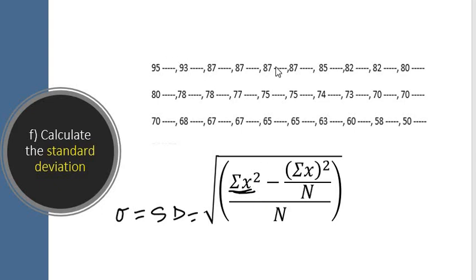So we square these, get those values, and find the sum of those new values. Or in other words, after these values are squared, we find the sum of those values. Then we're going to subtract the sum of these values.